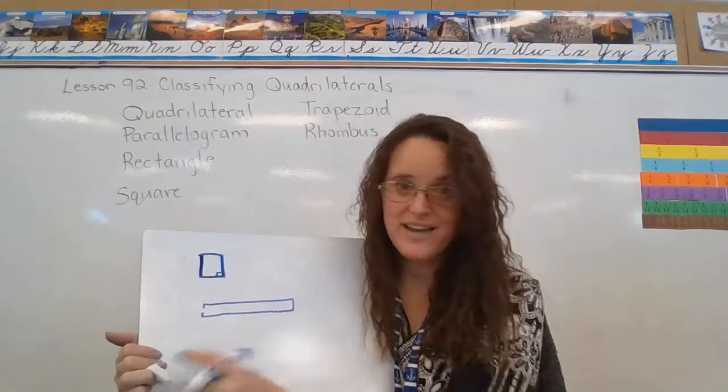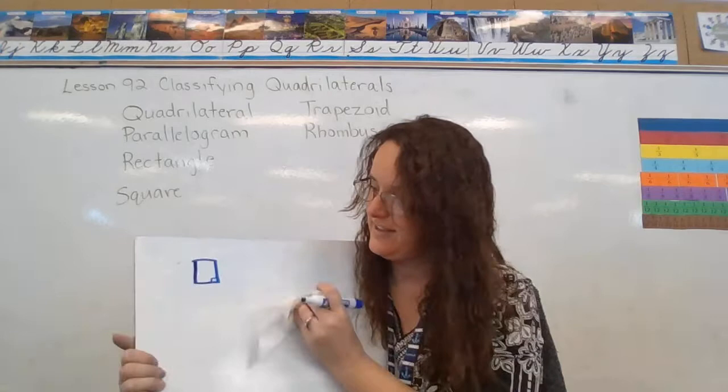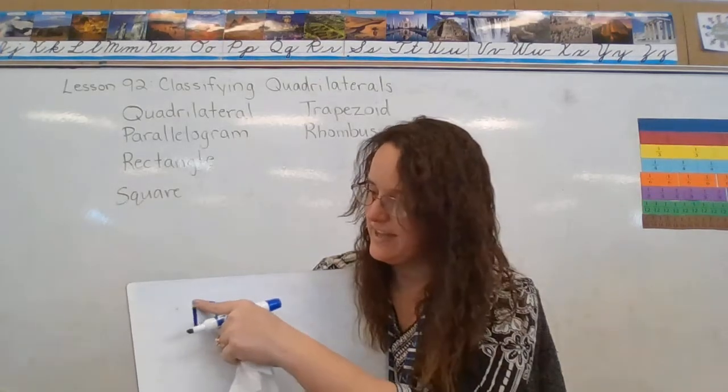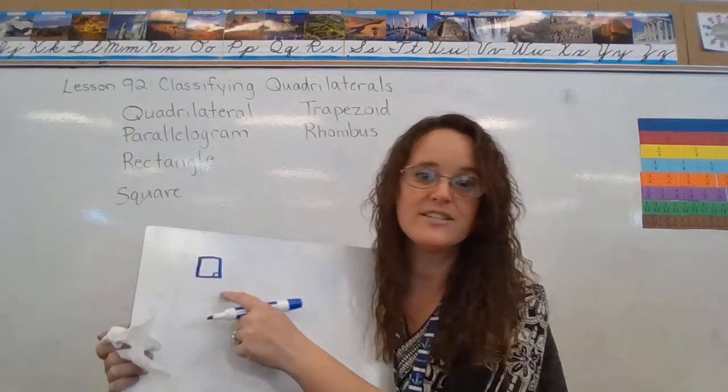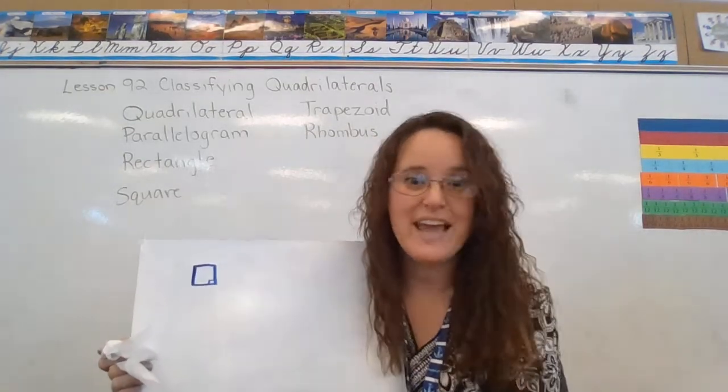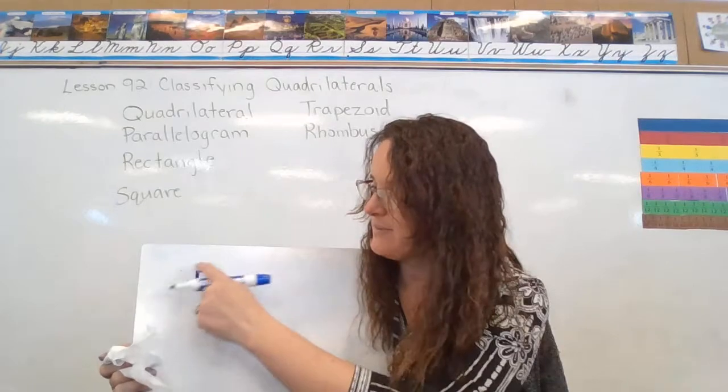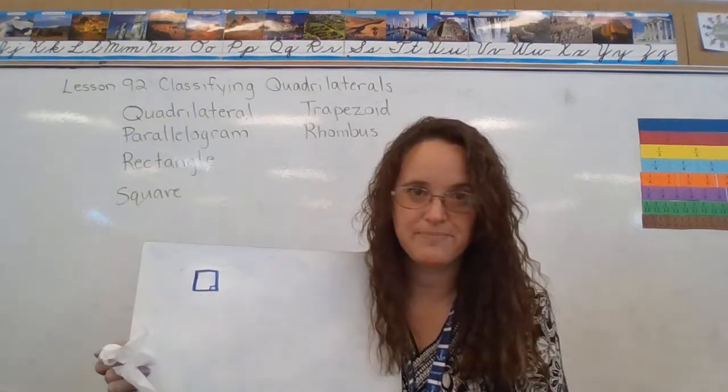So this is not a square. This one's almost a square. I think I made it just slightly too long. If I do that, I'm sorry, a square. It is a rectangle. Now it's also a square because my side lengths are the same.